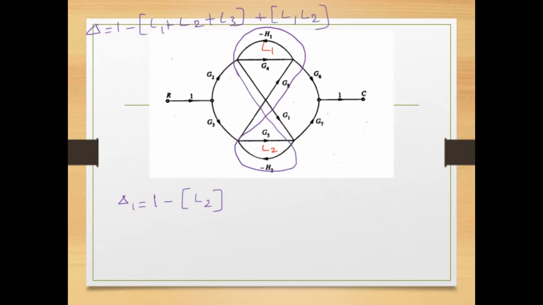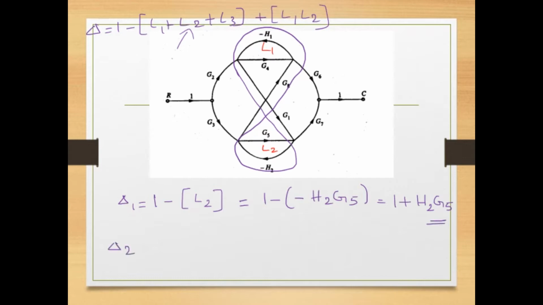We cannot consider L1 and L3 because both are touching the first forward path, that is G2, G4, G6. Here the L1 L2 combination is there, but since L1 is touching, we cannot consider this also. So what is remaining? Only L2. So delta 1 is 1 minus L2. L2 is minus H2 G5, so this becomes 1 plus H2 G5.